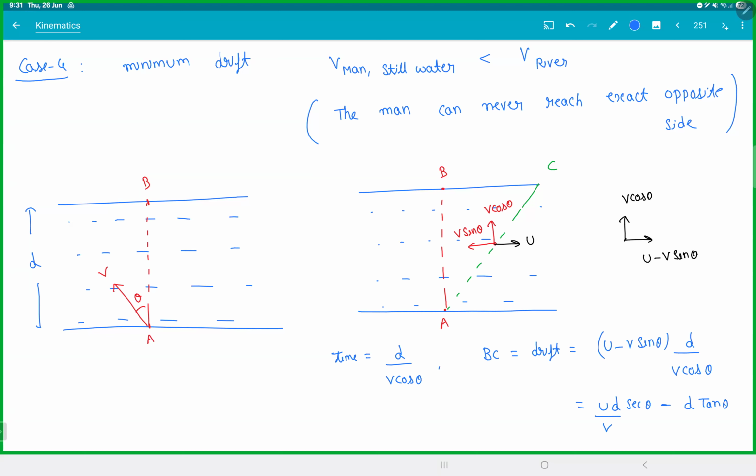Now we need to do maximum minima. So there are two ways to do this. One is pure brute force maximum minima. There's another way to do with vectors. I'll show you that also. But first, let's try to understand this. So we need to find the minimum drift now. We need to do maximum minima for this function.